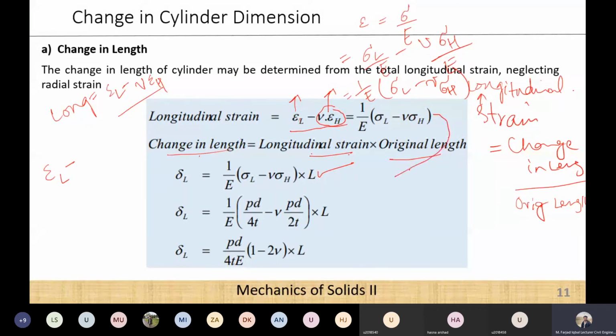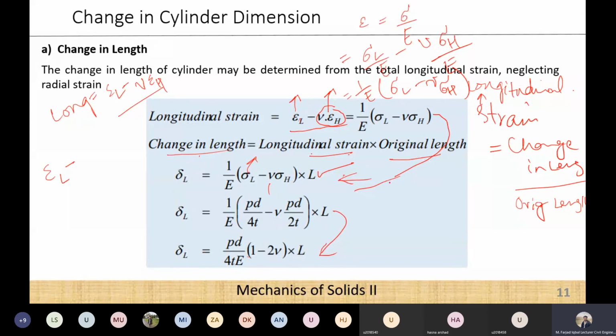Now I just have to substitute this formulation into this equation over here, and I will get the change in length. That is 1 over E, sigma L minus nu into sigma H, multiplied by L, the original length. So what is sigma L? We have already derived the relationship for sigma L, that is PD over 4T. And what is sigma H? Again we have derived the relationship, that is PD over 2T, multiplied by the original length. When we simplify this relationship, we will get this formulation for change in length.